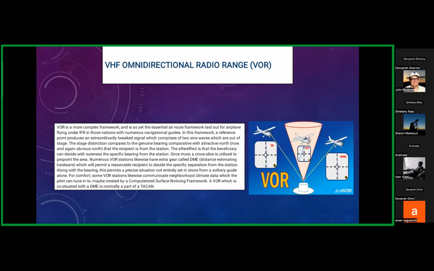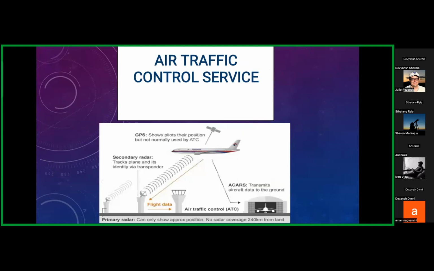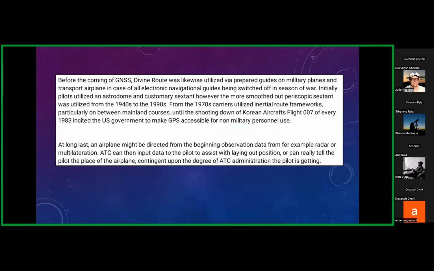So this is the second part, that is a VHF omnidirectional radio range, VOR. It is also used as an ATC, that is air traffic control service. As you can see, there is an ACR that transmits aircraft data on the ground, and there is a GPS connected to the pilot that transmits the signals, and there is a radar that transmits the signal between the flight data and ATC. So this is the presentation.